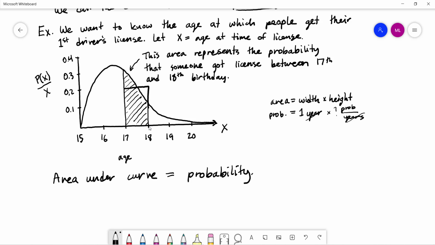So right here, this is the probability of somebody getting their driver's license between their 17th and 18th birthday. It's represented by whatever this area happens to be, which looks like about 0.2. The height of that looks like about 0.2. It was 1 year wide. So we'd have 1 year times 0.2, which gives us 0.2 as the probability. So there's a 20% chance, it looks like, that somebody got their driver's license between their 17th and 18th birthday.